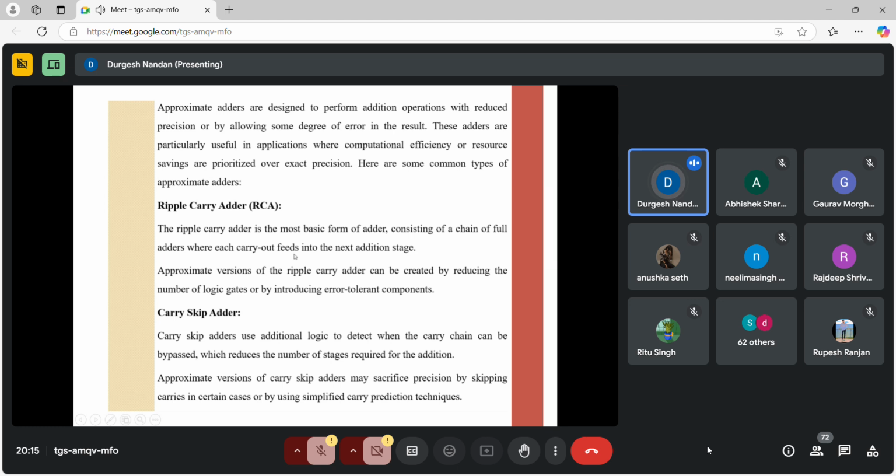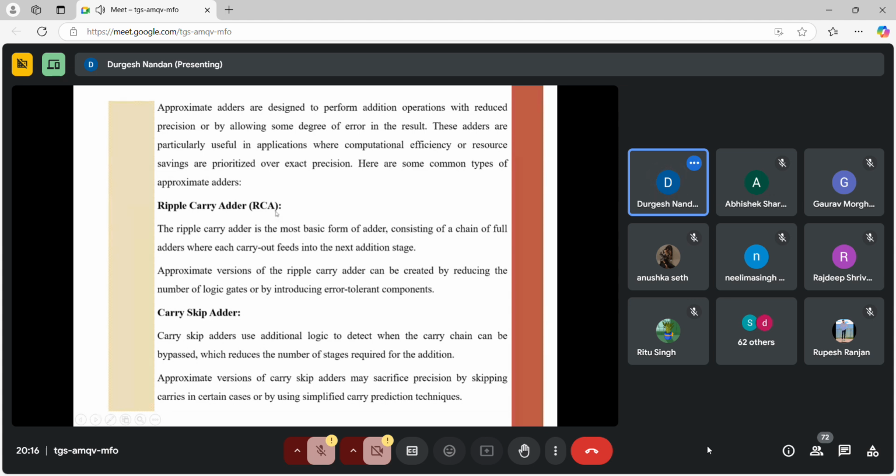Now we come to several types of approximate adders, which are similar to adders with some approximations. Another type of approximate adder is the ripple carry adder.